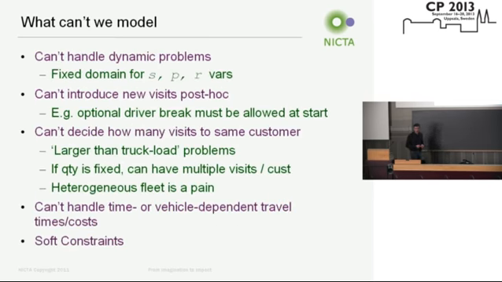Okay, so what we can't model with what I've just put up are things like dynamic problems, and that's mostly because of the constrained domain that we've got on our variables. So because I've got this set N and I start off with this domain, I can't actually add in a new visit. So for those problems where I'm getting in new orders all of the time, I need to add indexes to the set, and I can't do that with what I've shown you so far.